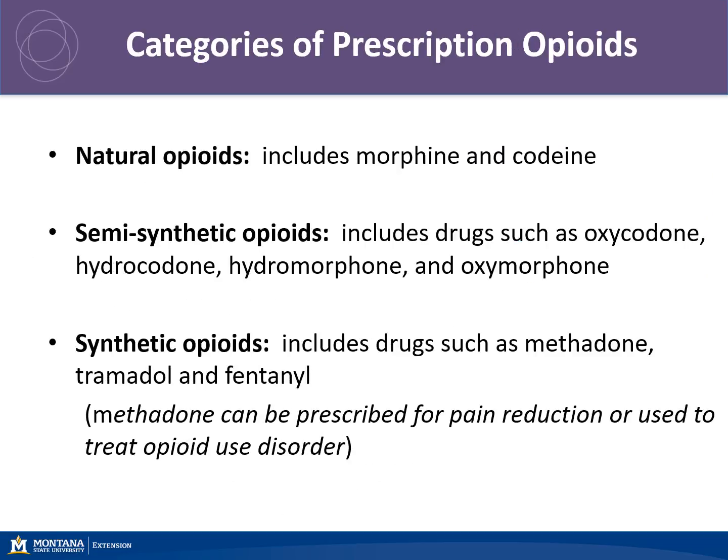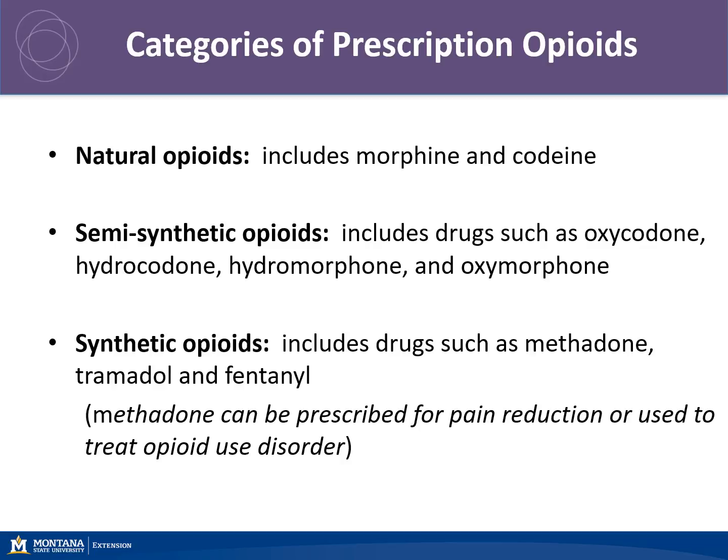There are three categories of prescription opioids. The first category are natural opioids, including the prescription opioids morphine and codeine. The second category is semi-synthetic opioids. This includes prescription opioids such as oxycodone, hydrocodone, hydromorphone, and oxymorphone. And the third category is synthetic opioids, including prescription opioids such as tramadol, fentanyl, and methadone.